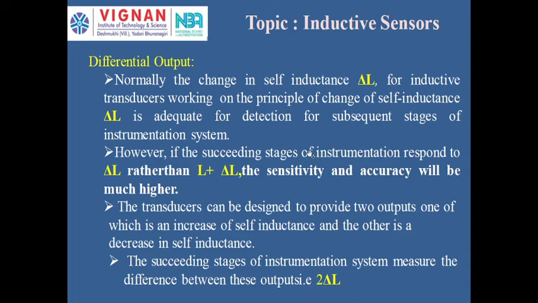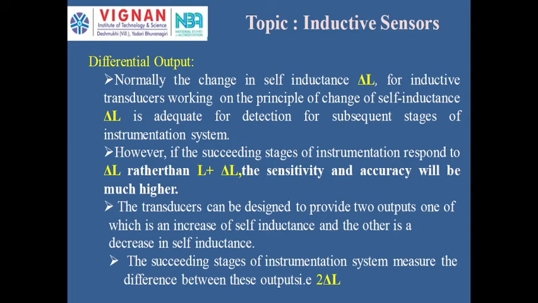Generally, that means we are able to measure, for example, the inductance is 2 henries, and because of this change in displacement the inductance is some 2.5 henries. We are able to measure the 2.5. The output device is able to measure the 2.5, that is L plus delta L, inductance plus change in inductance.